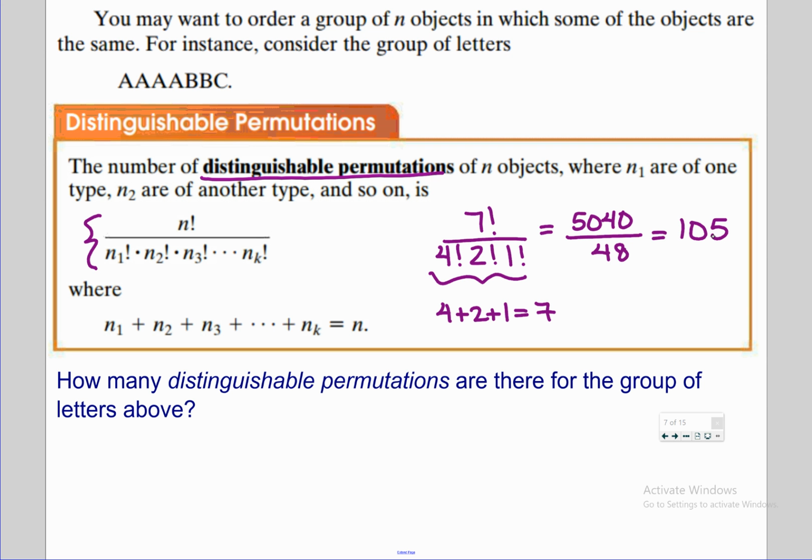4 factorial times 2 factorial times 1 factorial. Or you could do 4 times 3 times 2 times 1 times 2 times 1 times 1. You can expand it out if you want.